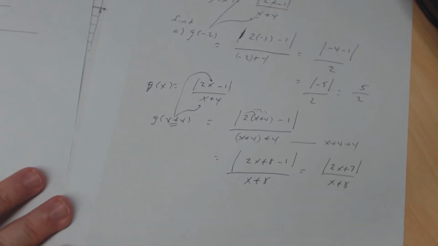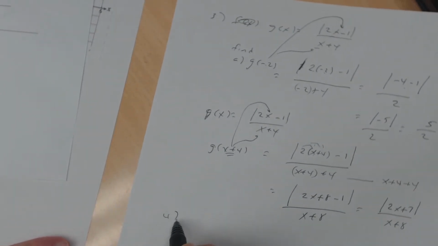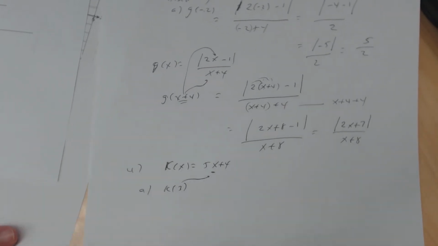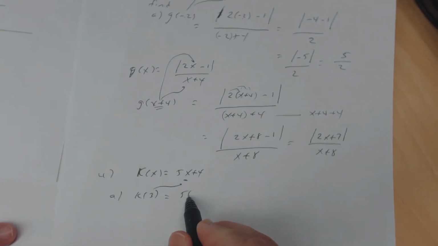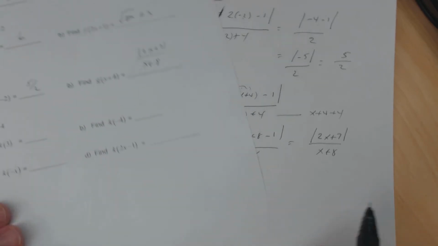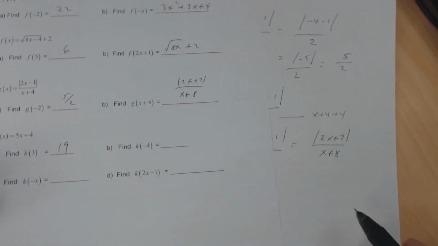Okay, 4. Your function is k of x is equal to 5x plus 4. And so in part A, you want to find k of 3. So again, wherever we see the variable x, you're going to plug in 3. So I get k of 3 would be 5 times 3 plus 4. So that's 15 plus 4, which is 19. So that's k of 3. So k of 3 is equal to 19.